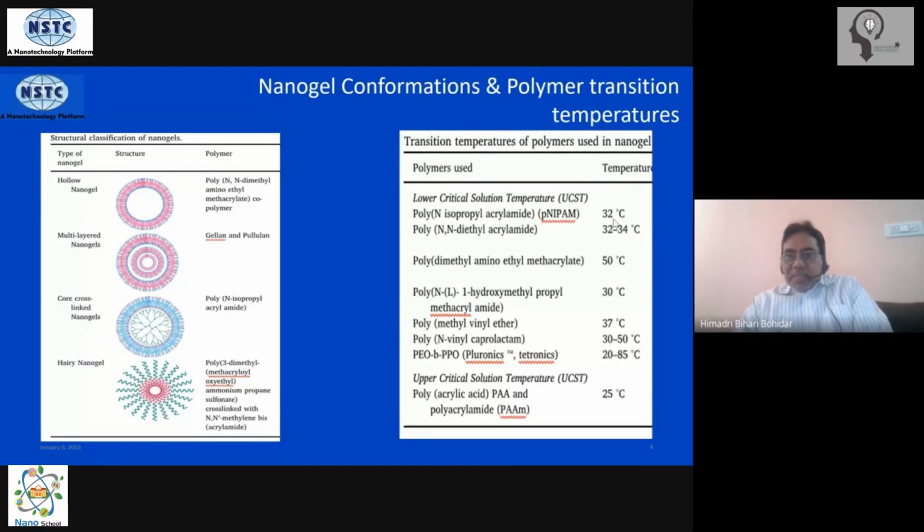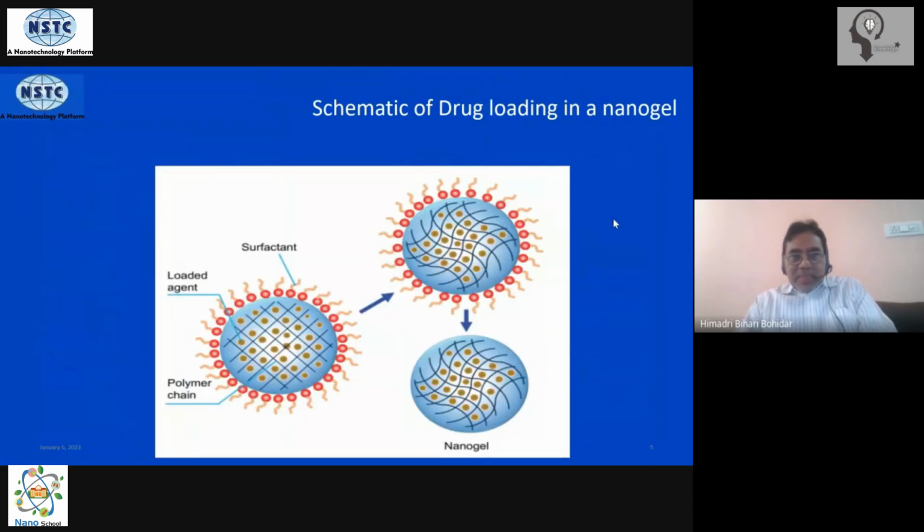Above that they turn into liquid phase. So these are the requirements that one has to match ultimately to successfully get a nanogel in an experiment.